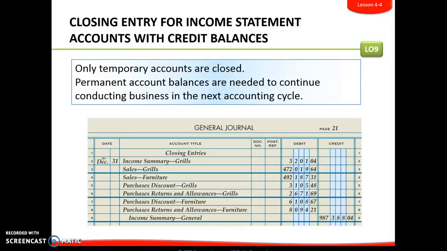Okay, so our closing entry for our income statement accounts with credit balances is what this one is showing. Only temporary accounts are going to be closed. Permanent account balances are needed to continue conducting business in the next accounting cycle. So permanent accounts, think of our accounting equation: assets, liabilities, owner's equity. Those accounts, we are going to keep a running balance. The reason that we close these temporary accounts is we want to bring them down to 0 for our next fiscal period, because we want to keep track of each fiscal period.